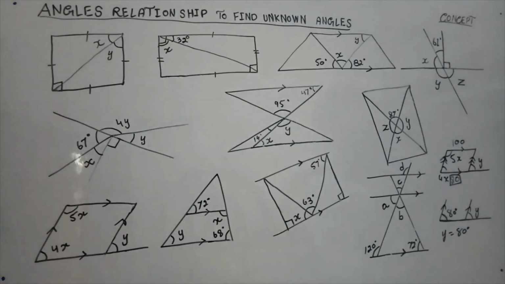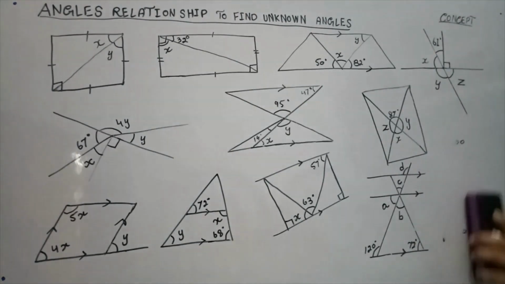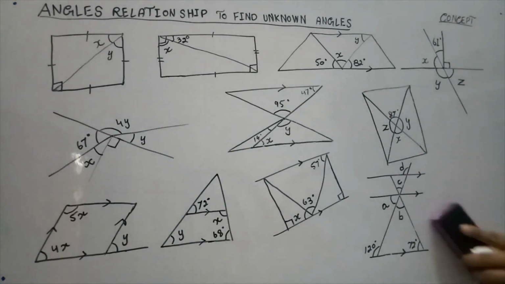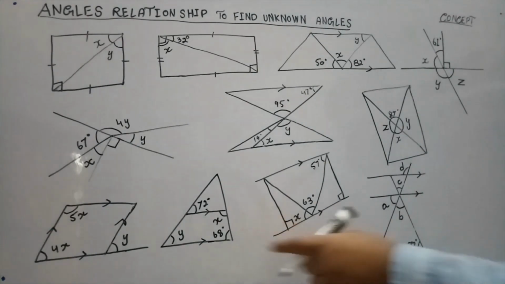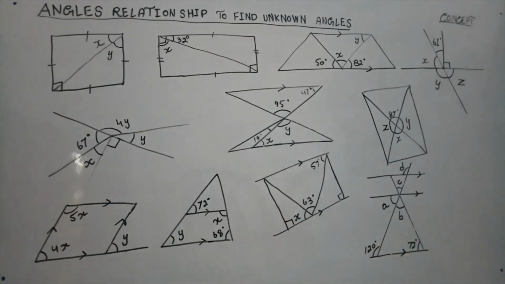So we have found the values of x and y. Now we will see our next part, this one. Here we have a triangle.